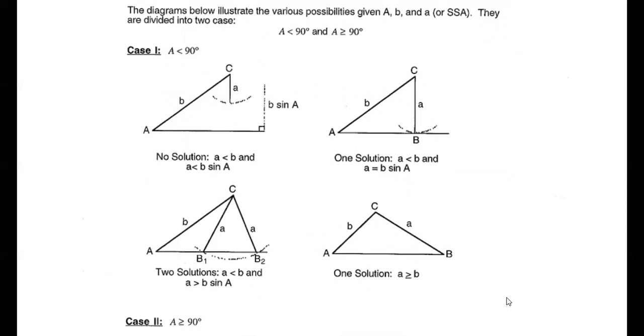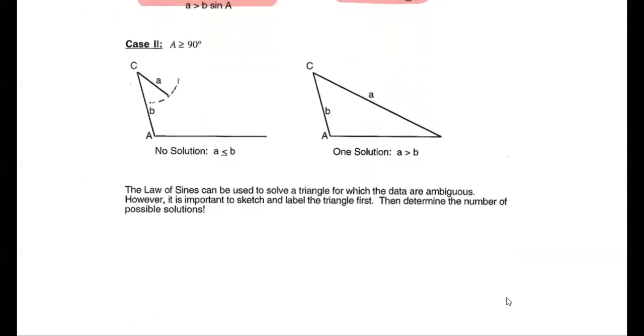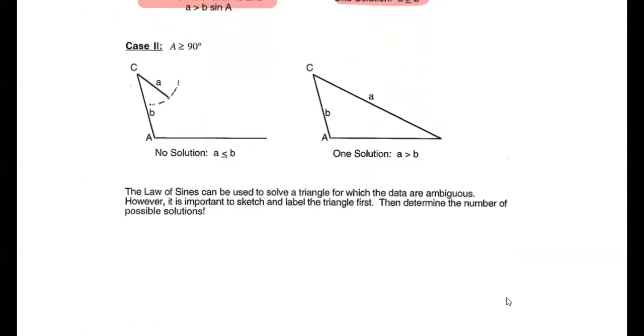So again, what happens if A is less than 90 degrees? What happens if you have an acute angle? You can have no solution, or you can have 1 solution, or you can have 2 solutions. And if A is bigger than 90 degrees, you can have no solution or 1 solution.